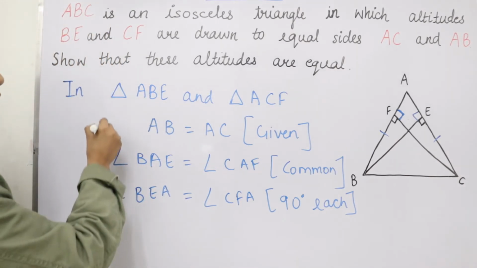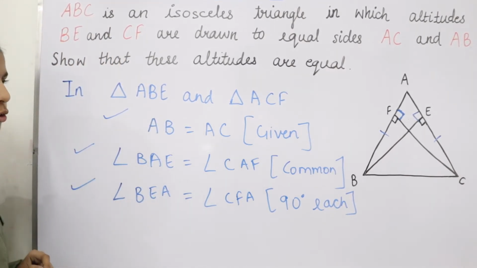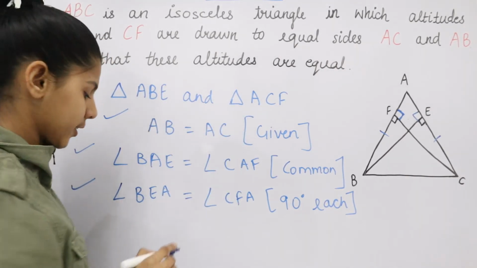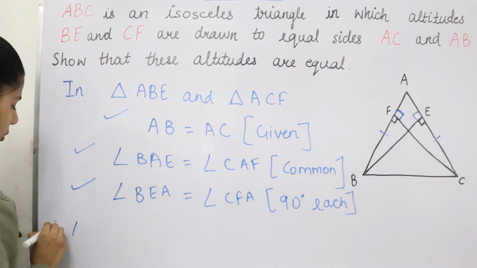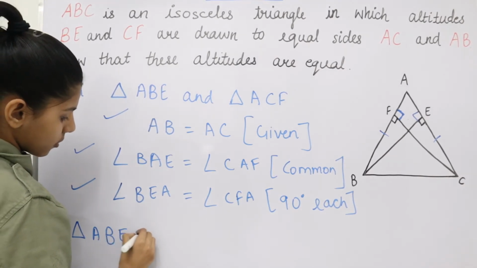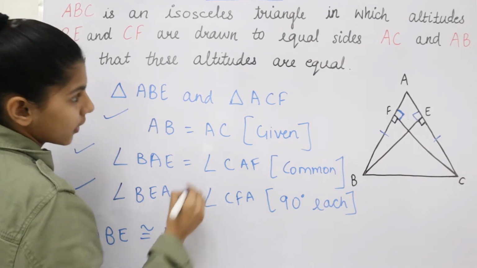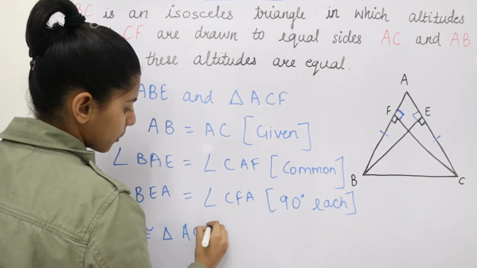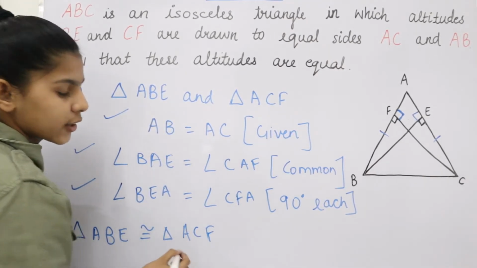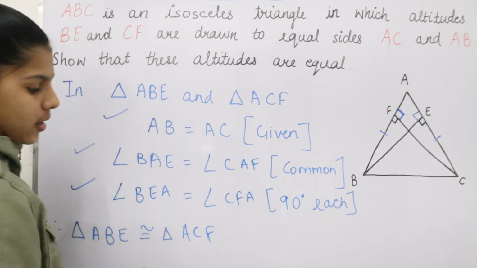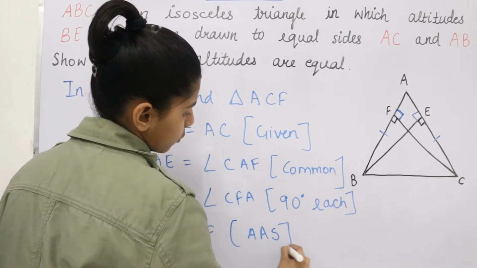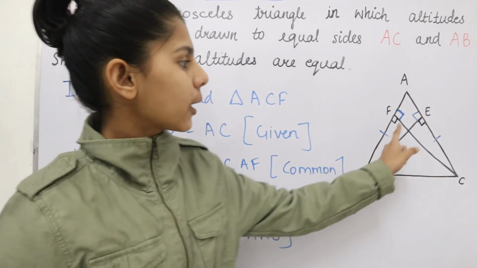So we got three conditions, two angles and one side. So hence we can write that triangle ABE and triangle ACF are congruent. Therefore triangle ABE is congruent to triangle ACF. And what will be the reason? By which criteria? It will be angle side, because there are two angles and one side. So we will write the reason in bracket, angle side congruence rule. So we have proved them both congruent.